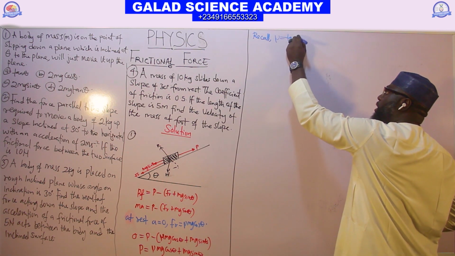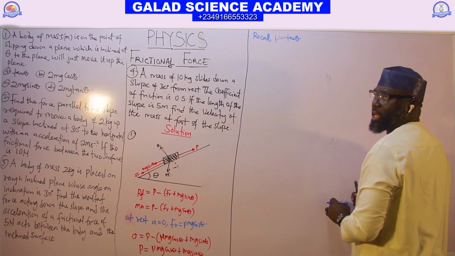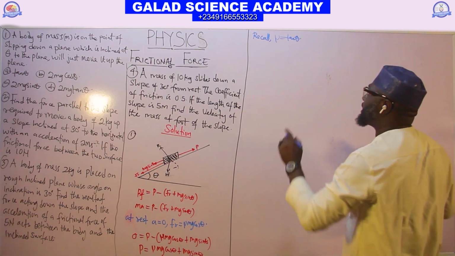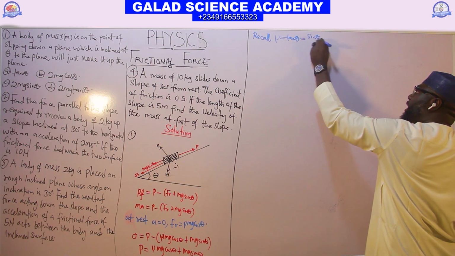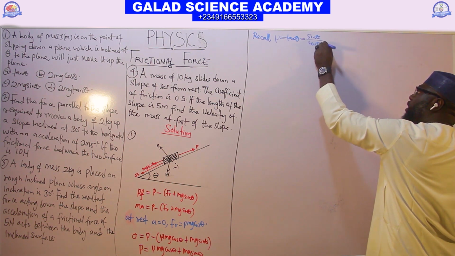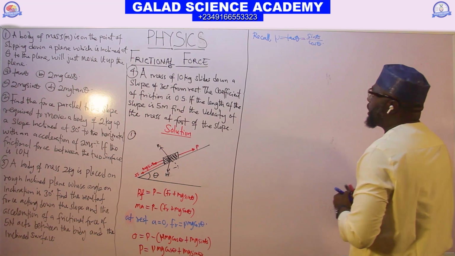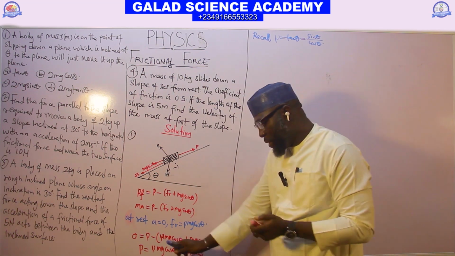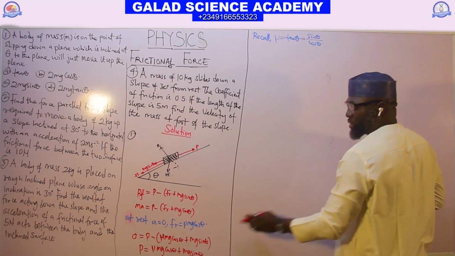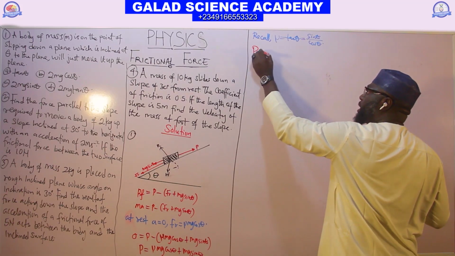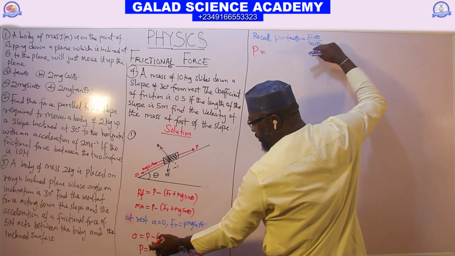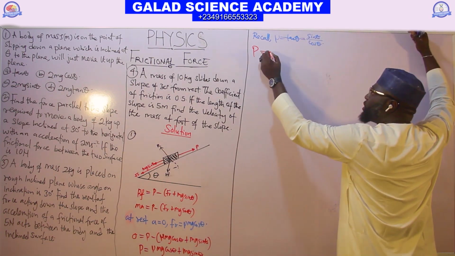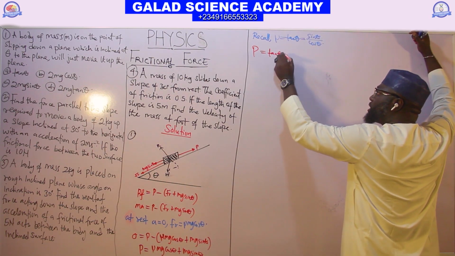Tan theta. And then from the trig identity, tan theta is equal to sin theta over cos theta. By substituting for mu here, we have P equal to... mu is sine over cos, which is tan. Let me first of all say mu equals tan theta.